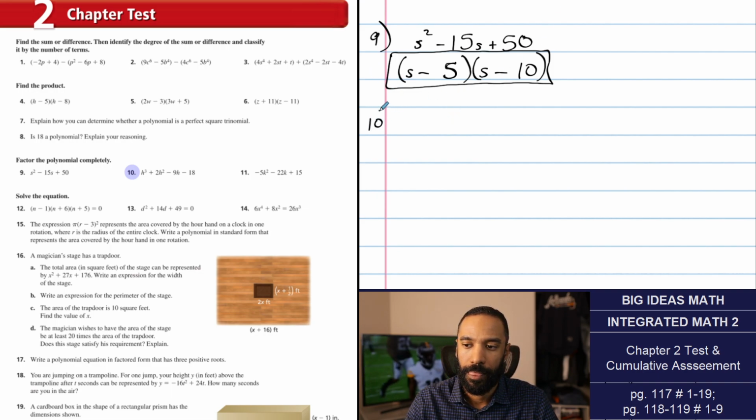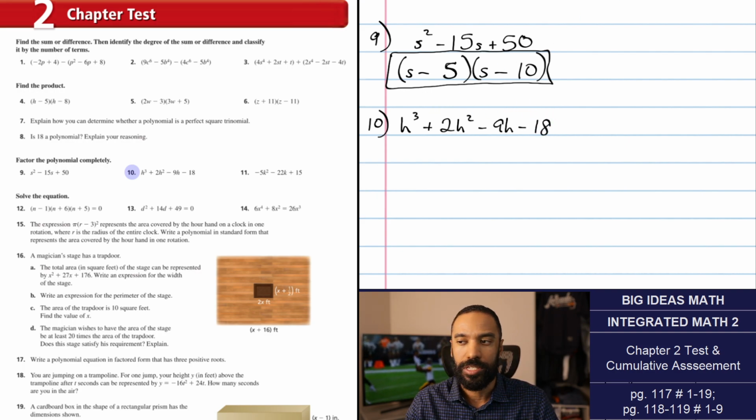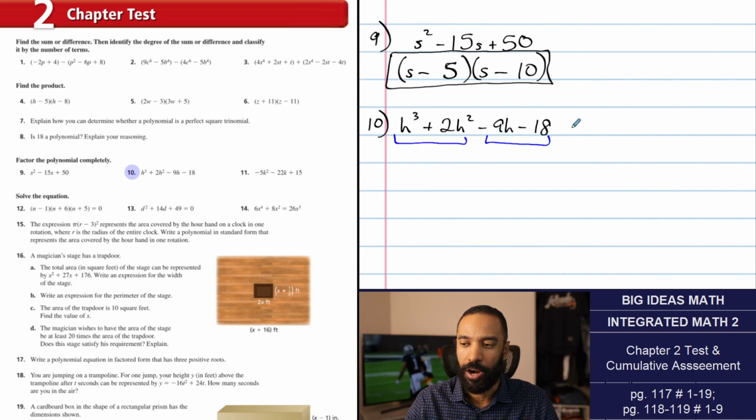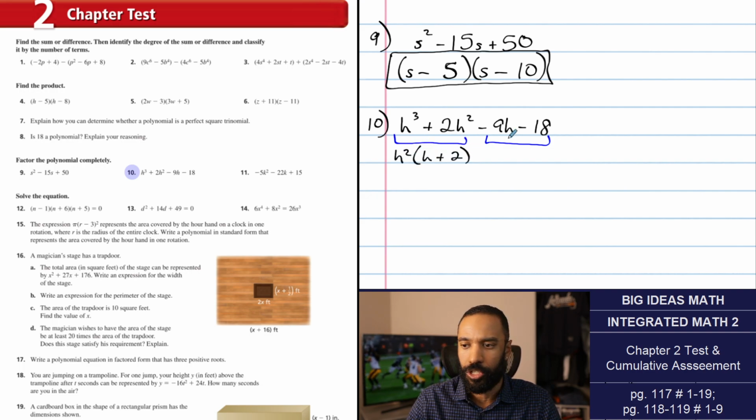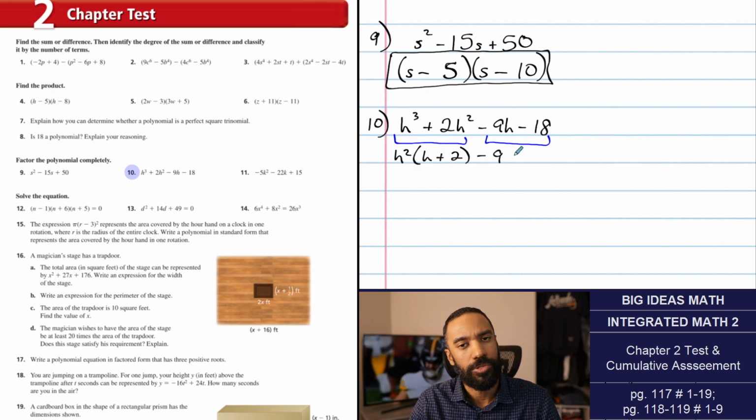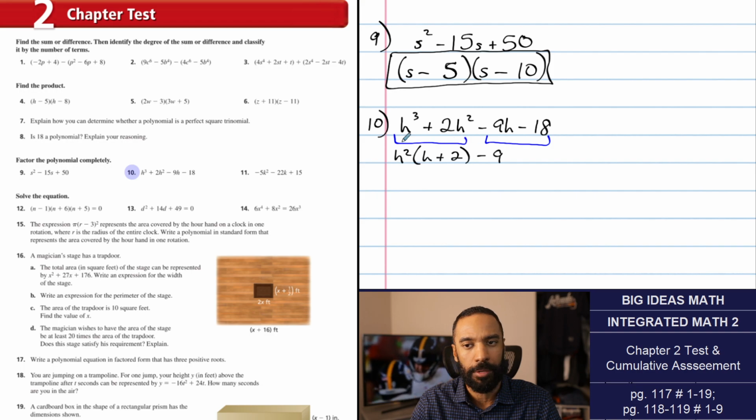Number 10. We have h cubed plus 2h squared minus 9h minus 18. We are going to factor this completely. This is a factoring by grouping case. This is in standard form, which is good. I'm going to pair off two sets of factors. Us teachers in my department have been talking about whether or not we should do this in full with IM2 students because this is also taught in IM3 in a big way.